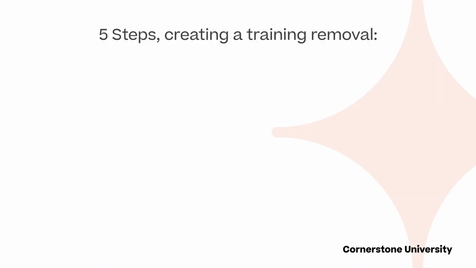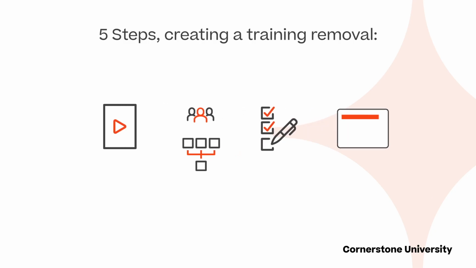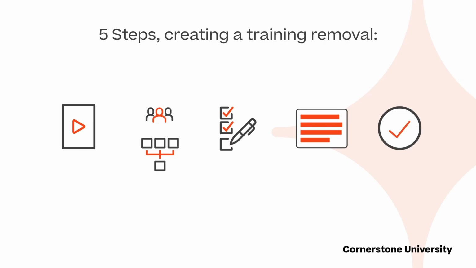There are 5 steps to creating a training removal job. Choose the learning object, choose the users or OUs that's having the training removed, select the statuses the learning object can be in on a user's transcript in order for the learning object to be removed, specify the reason for removing the training, and then confirm and save the training removal job for processing.